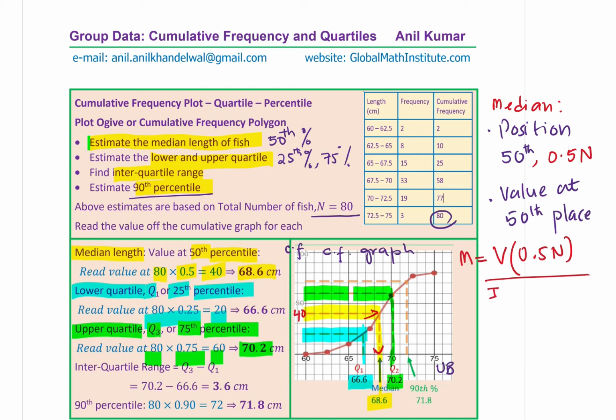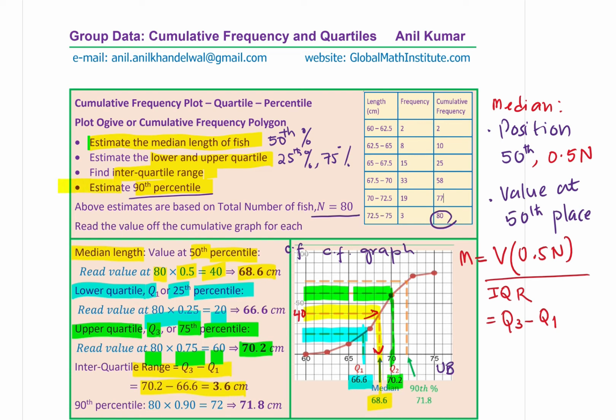Now, the interquartile range is basically the difference between the third quartile and the first quartile. We know both the values, and so we can find the difference now. Interquartile range will therefore be 70.2 minus 66.6. That gives you a value of 3.6 centimeters. Perfect. So that is how you find the interquartile range.